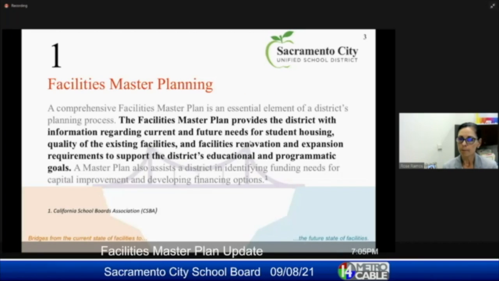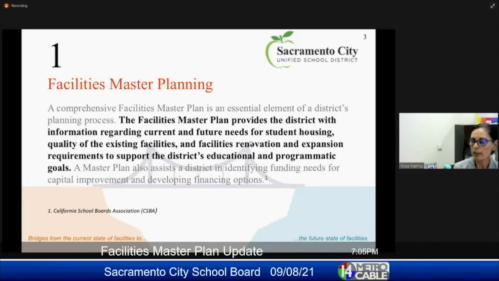So next slide, please. And here is just a very brief definition of a facility master plan. We borrowed this from the California School Boards Association website. We thought it was succinct enough, but yet had a little bit of detail to give people an idea of what a facility master plan is and why it's important. So basically, this definition says, a comprehensive facility master plan is an essential element of the district's planning process, very similar to what we've shared with an LCAP, or even taking it down to a school site level, a school site plan. It describes what the plan is for this component of a school district.